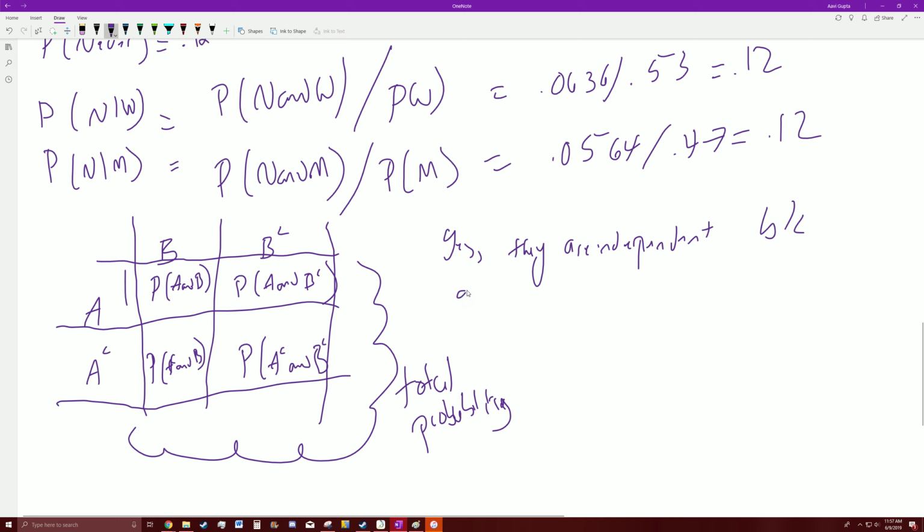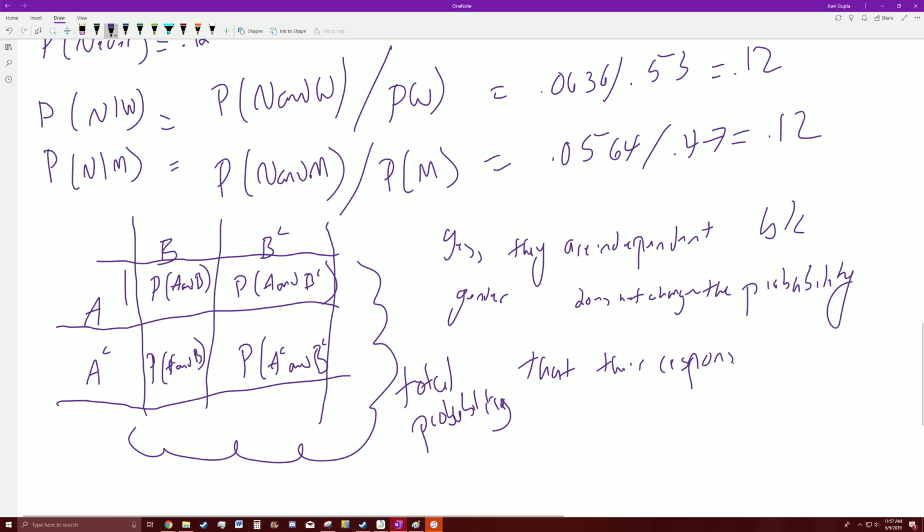Because gender does not change the probability that their response is never. Because the three calculated probabilities are equal.